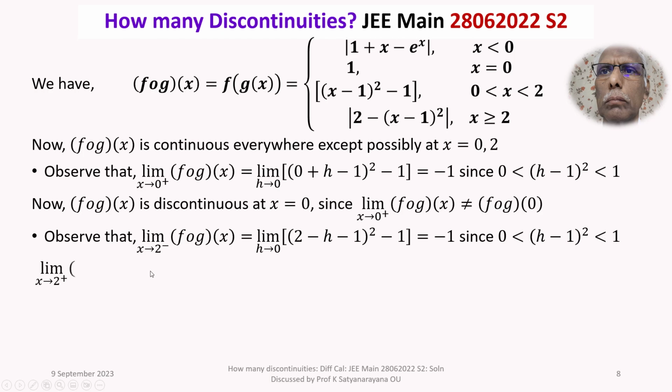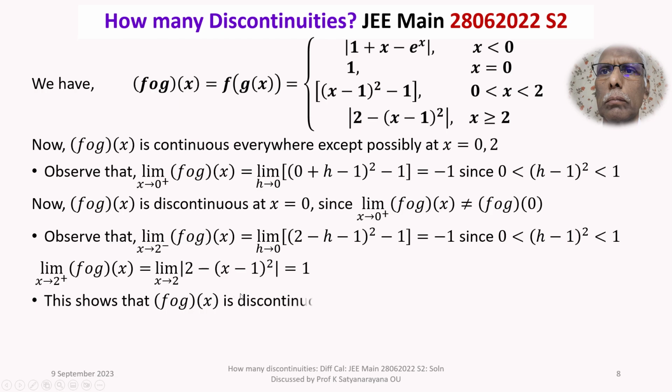Limit as x tends to 2 plus of f compose g of x will be equal to the limit as x tends to 2, where 2 plus means here, of bracket of 2 minus x minus 1 whole square. Limit as x tends to 2, because it is continuous, therefore we can take it like this. And when the limit is taken, because it's a continuous function, simply replace x by 2. You will get the answer 1. The answer is 1. So they are not equal. Observe that they are not equal.